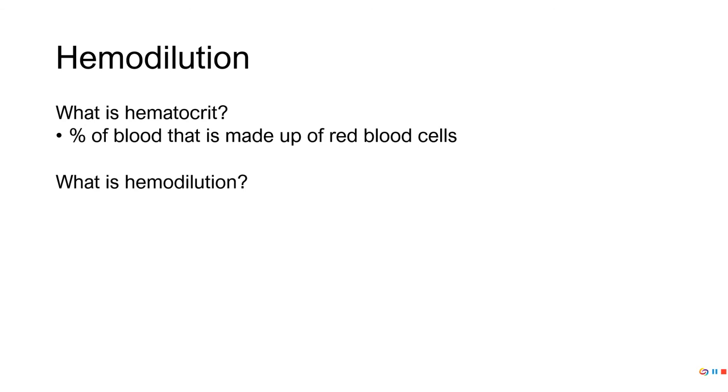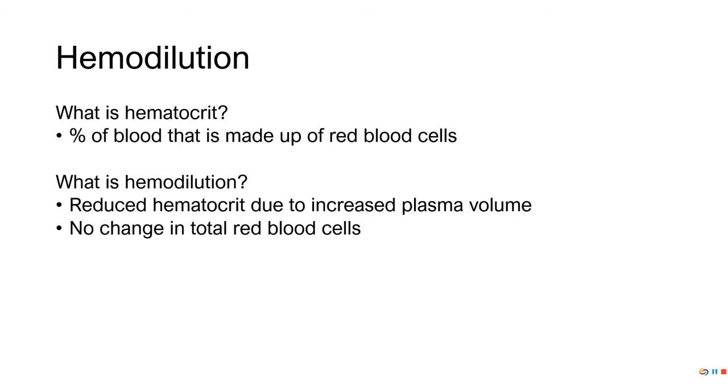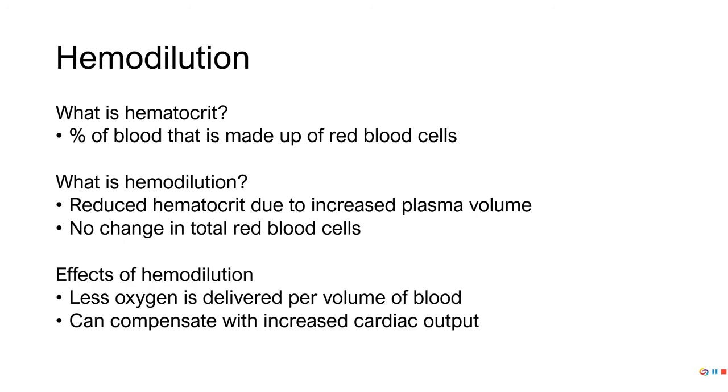So what do you think hemodilution is? Hemodilution is the exact opposite of hemoconcentration. Hemoconcentration is we don't have a lot of water, but we've got a lot of everything else. Hemodilution is when our hematocrit decreases because we've got increased plasma volume. This isn't because we're losing red blood cells, it's just because we're increasing plasma volume. There are some effects that aren't ideal. If I've got fewer red blood cells in a volume of blood, that means that blood can deliver less oxygen.